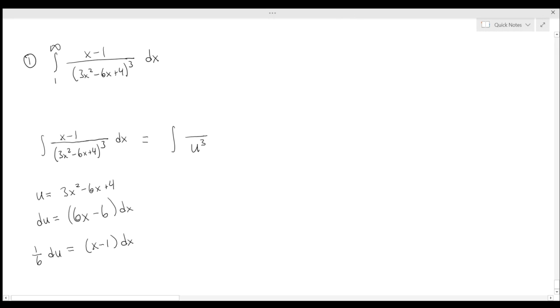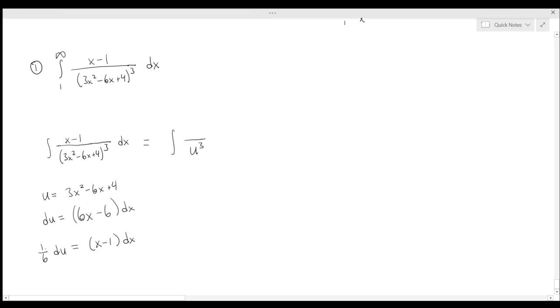So then from this last equation, we see that we can replace x minus 1 dx with a 1 over 6 du. Then we still need to evaluate this integral. So for 1 over u cubed, you'll want to think of it as being u to the negative 3. So then when we apply the power rule, going to add 1 to the exponent and then divide by the new exponent.